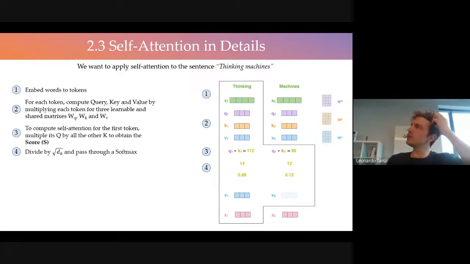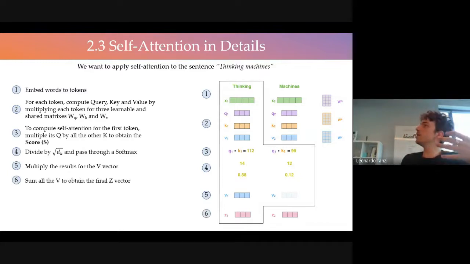I don't even remember why they do this, but they tried different constants, and at the end, that was the best choice. And they pass through a softmax. So you obtain two values, in this case, that sum to one. You multiply the result by the value vector, and then you sum the two value vectors, and you obtain the self-attention vector for the first word.